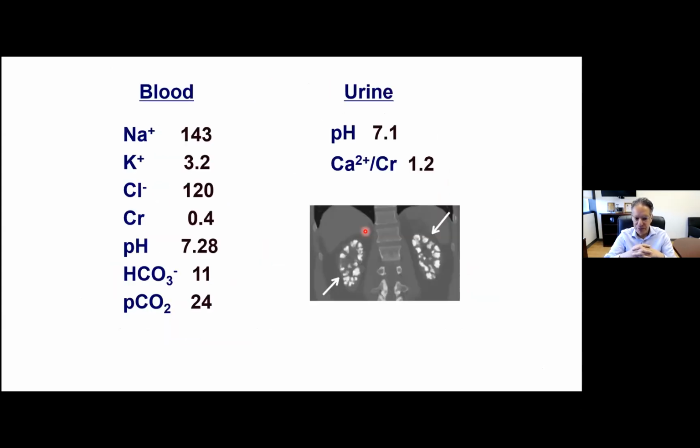As far as the blood, the patient was hypokalemic, pH 7.28, calculated bicarbonate 11 with a PCO2 of 24. This time the urine pH was not low, it was on the alkaline side. And the patient had a high calcium to creatinine ratio of 1.2, so the patient was hypercalciuric. And as you see here, there was nephrocalcinosis.